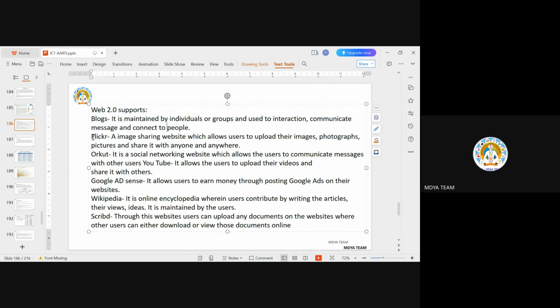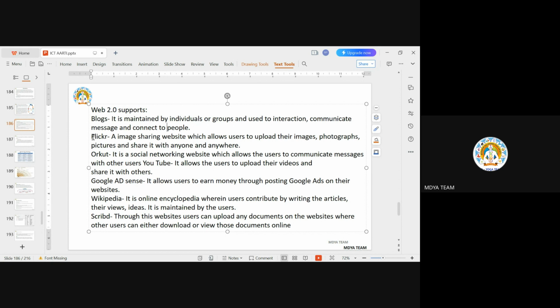MSN was the app used in Web 1.0. Google, the earlier version of Google, was an example of Web 1.0, where you can only read the content.